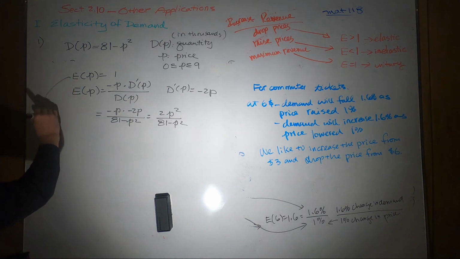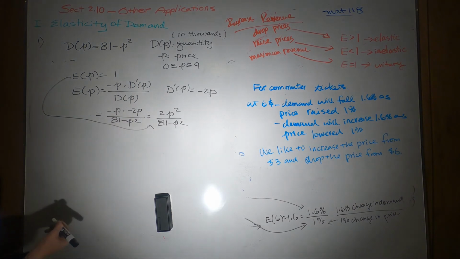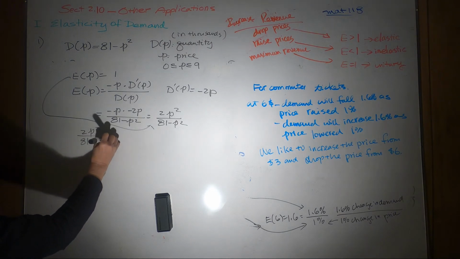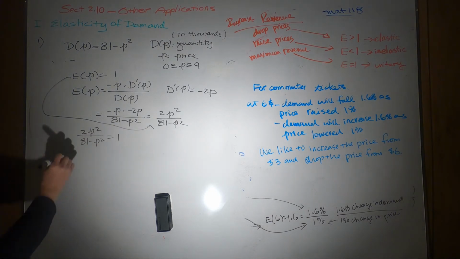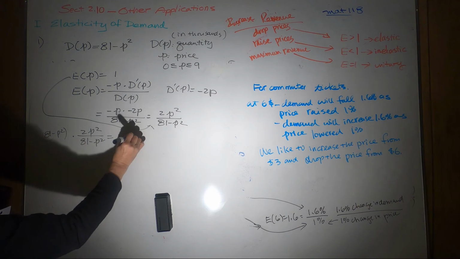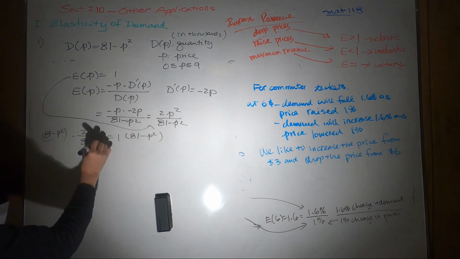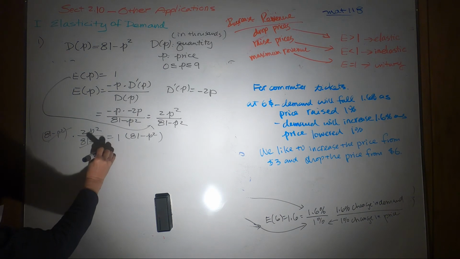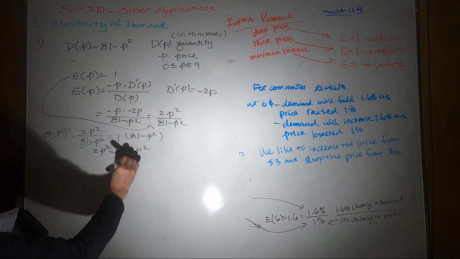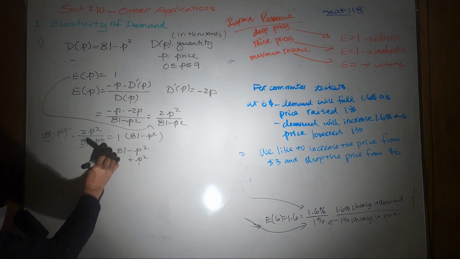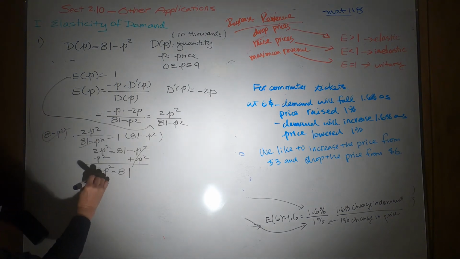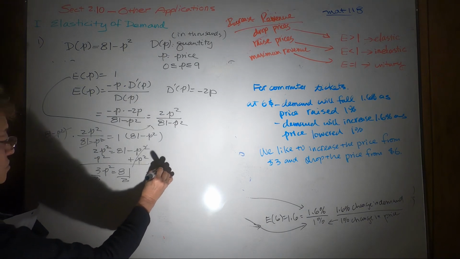If I make this one equal to 1, so what will happen? 2P squared over 81 minus P squared equals 1. Try to solve it. Then you multiply both sides by this. Let's see what will happen, right? So you have 2P squared equals 81 minus P squared. Then add P squared on both sides, 3P squared equals 81, divided by 3. P squared is what?